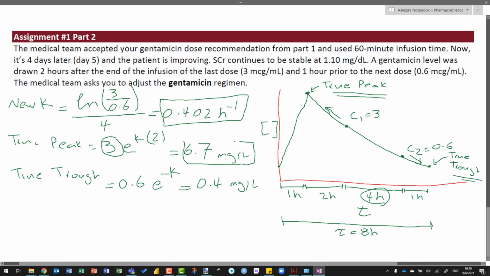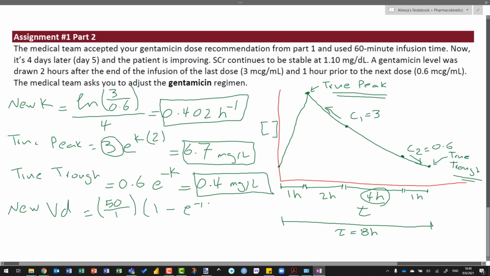And we use these two numbers to calculate a new volume of distribution. So the new volume of distribution equals the dose that we gave, 50 milligram over 1 hour, and then 1 minus e to the negative, this is the new k, so make sure you use this new k now. That's why this is a new volume of distribution, we're using a new k. And then we have time of infusion, 1 hour.